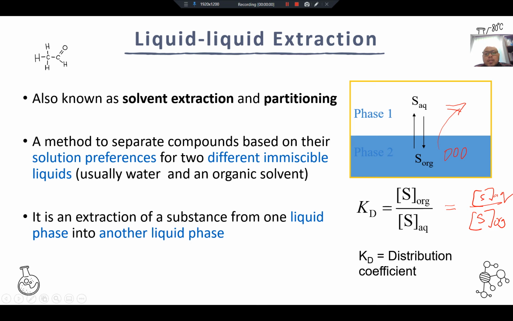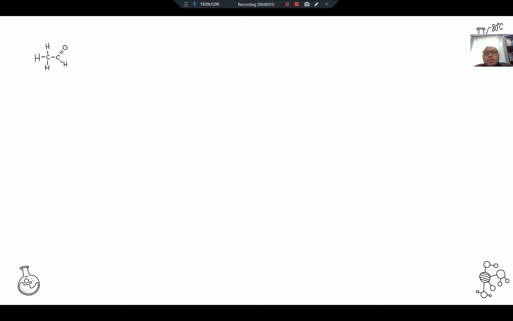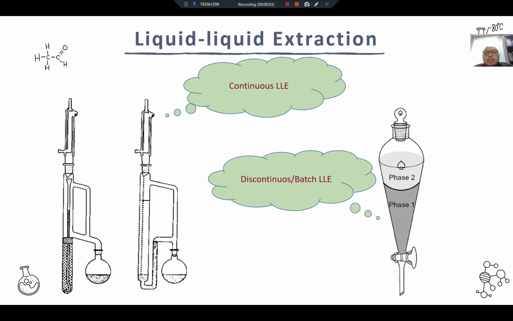Alright, so let's continue. Here is the picture of the liquid extraction that we can do. This is not chocolate, because it does not involve any solid at all. It involves liquid.